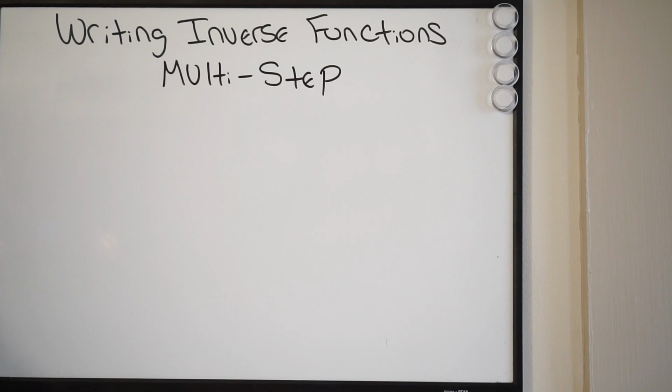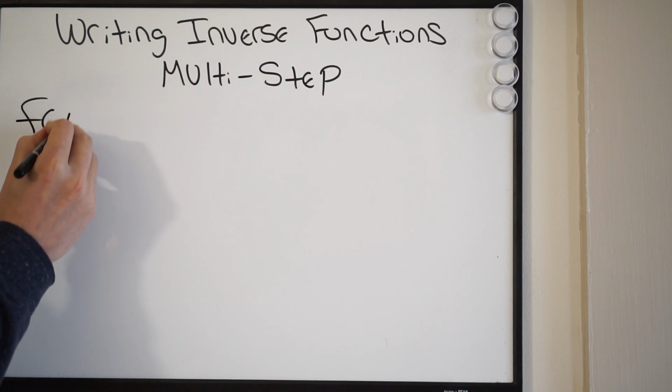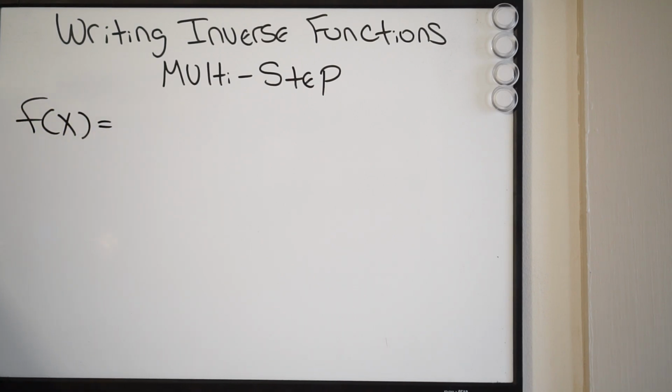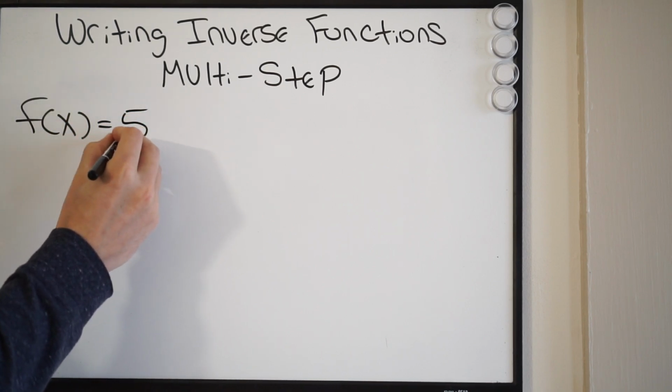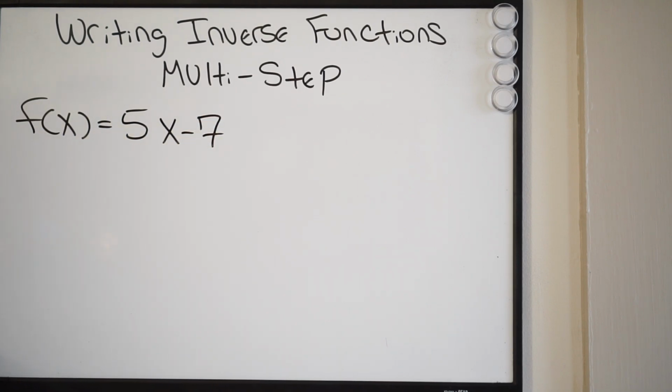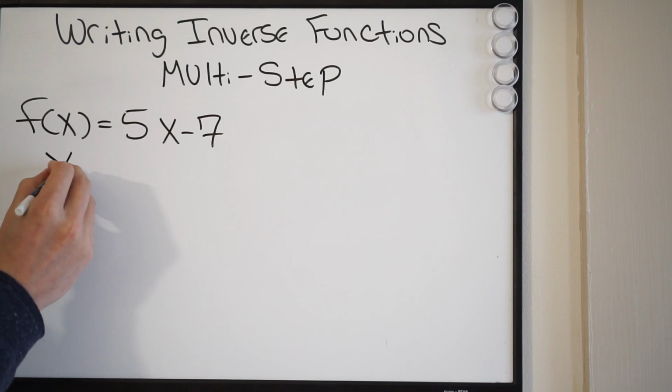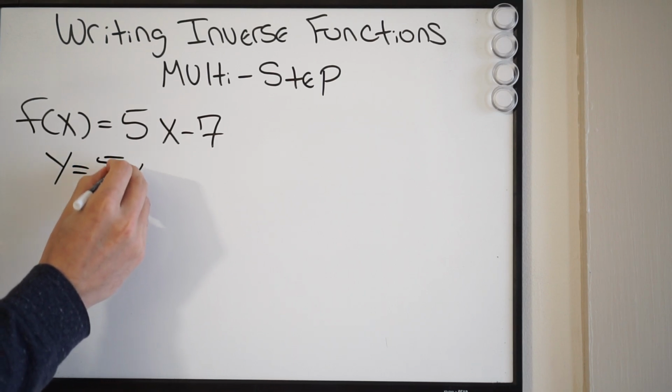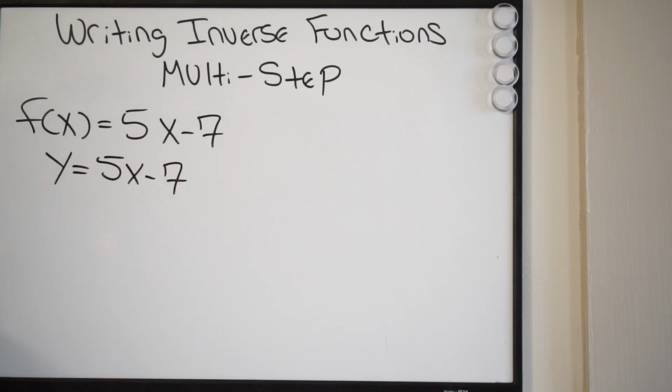Let's try this one. So we have f of x equals, let's do 5x minus 7. Again, we want to try to find the inverse here. So let's first replace this f of x with y so it's a little easier to visualize. And then when we're trying to find the inverse, we replace the y with x and the x with y. So let's go ahead and do that.